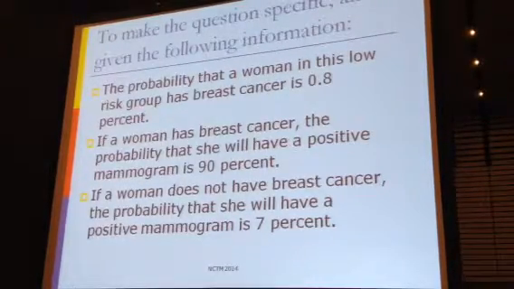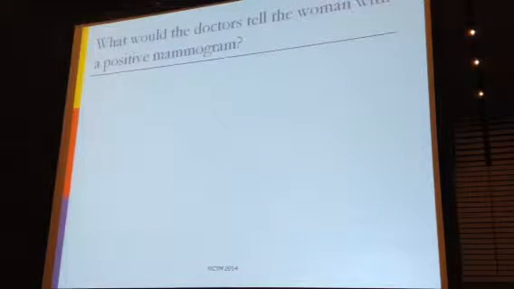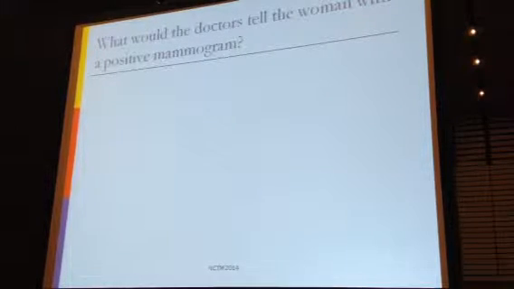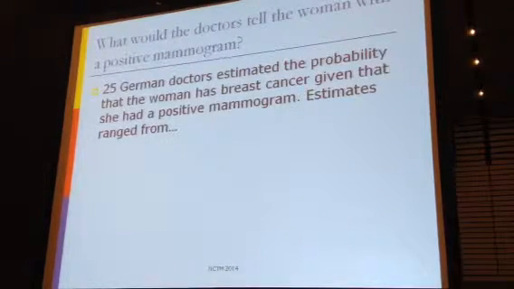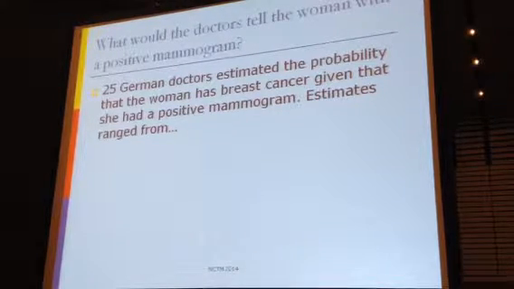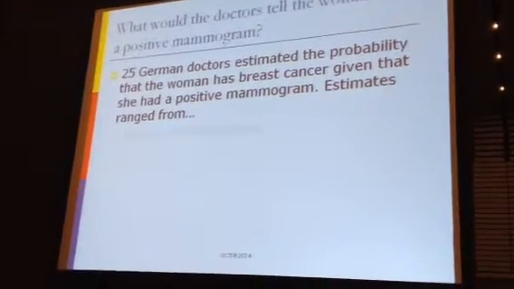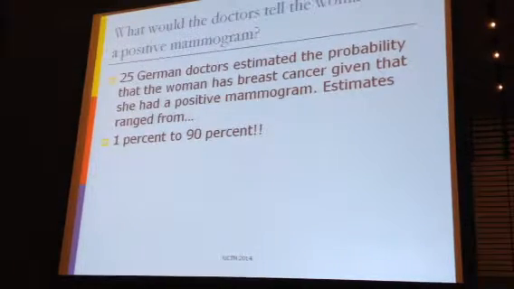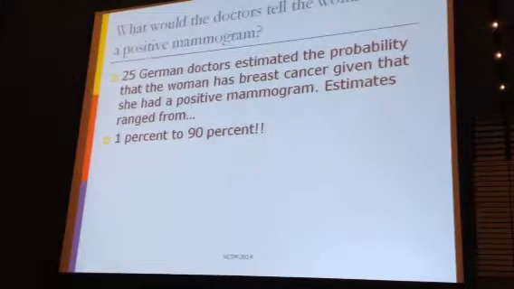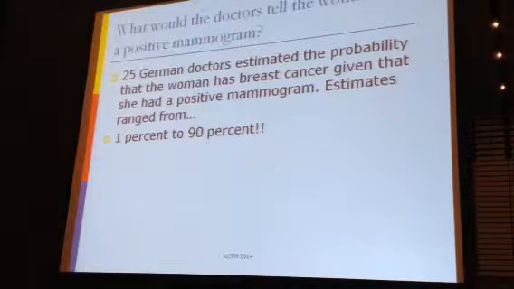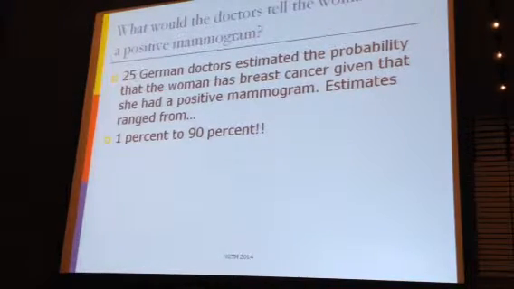And then he asked the doctors, what would you tell this woman? What's her chance of having breast cancer? Take an aspirin. Interesting results. He asked 25 German doctors. What do you think their estimates ranged? Any ideas? Yeah, that's exactly right. In fact, you couldn't get much wider. They range from 1% to 90%. So that's huge. That's not particularly consistent information coming from the doctors.